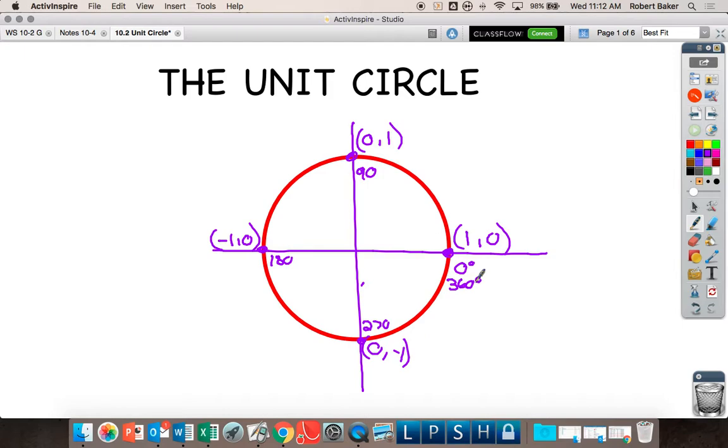But can you count in radians? Yes. Pi over 2, pi over pi. Why would you start at pi over 2 for 90? No. 0. Yes. Let's start at 0. That is an answer as well. This is 0 radians or 0 pi's.